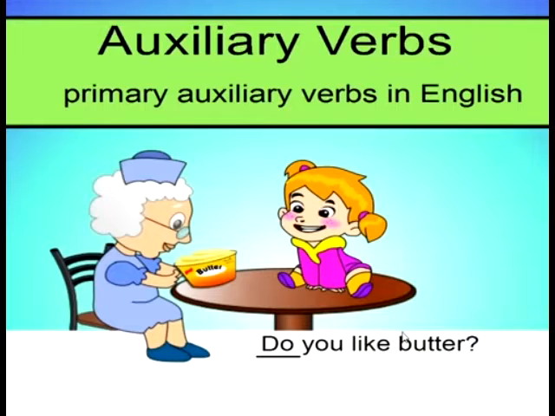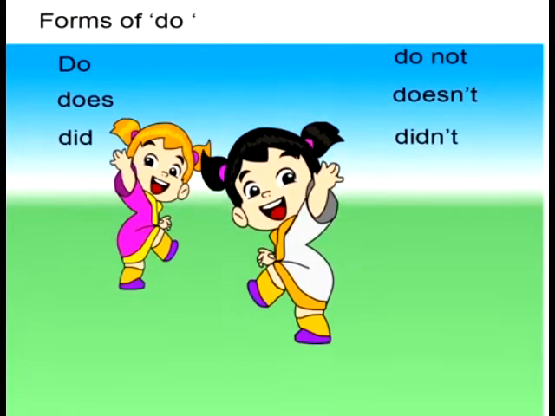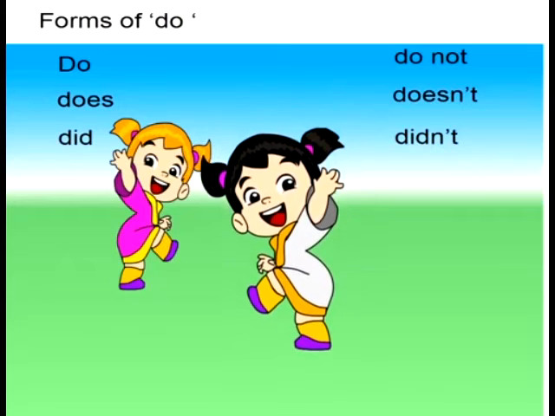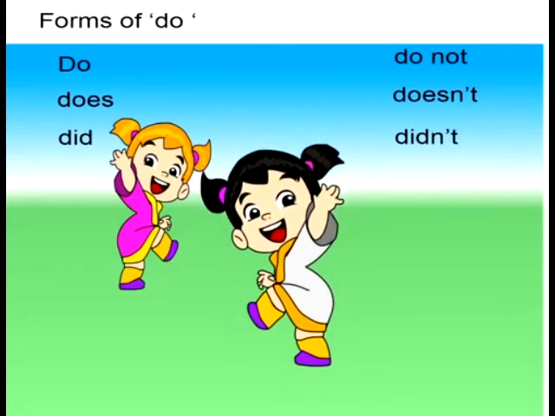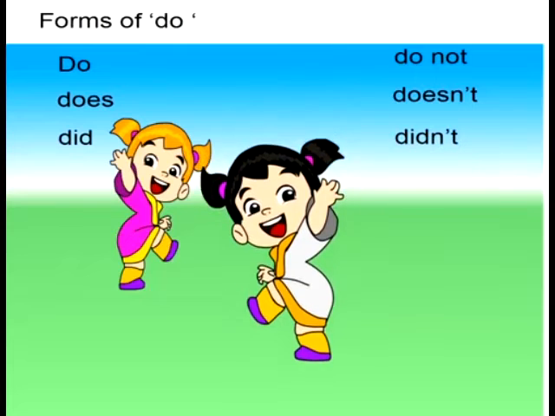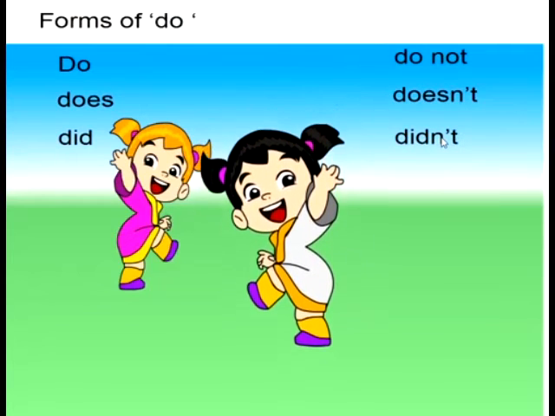Do you like butter? Here do is the auxiliary verb. It helps us to know that it's a question. Now let's look at the different forms of do. Do, does, did, do not, doesn't, didn't are the different forms of do. Doesn't here is the contraction of does not and didn't is the contraction of did not.